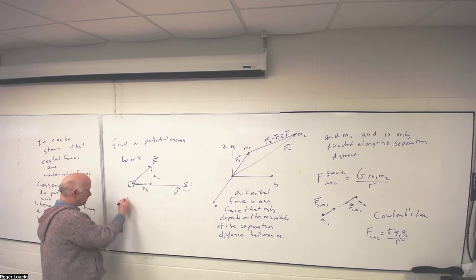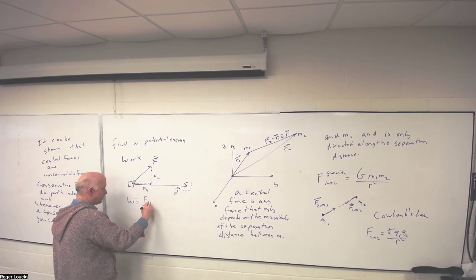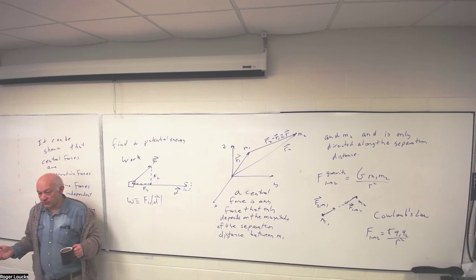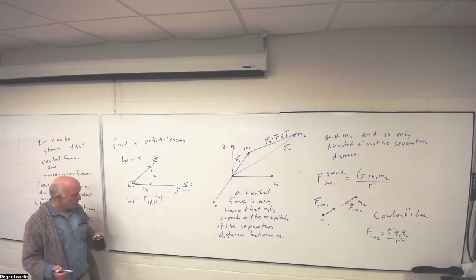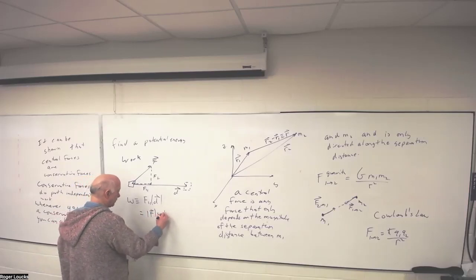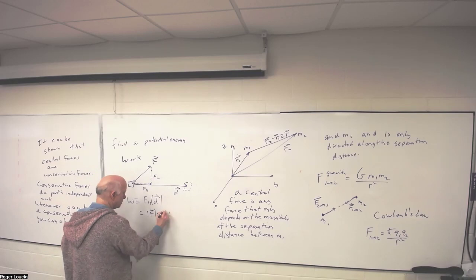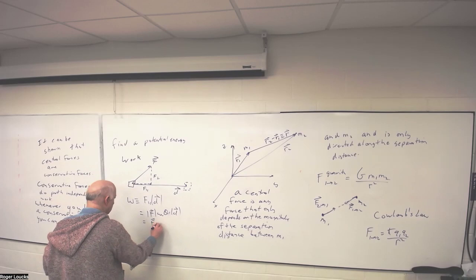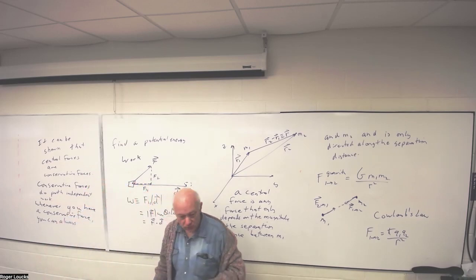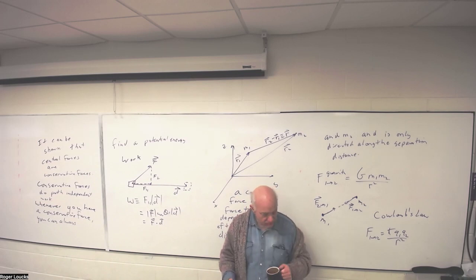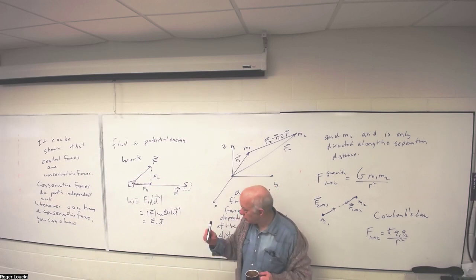So we define the work as F parallel times the magnitude of d, and that would be the case if the force is constant. F parallel is the magnitude of F times cosine of theta, times d, and this is F dot d, the dot product. But if your force is not constant, what do you have to do? Integrate. You have to integrate it along the path.